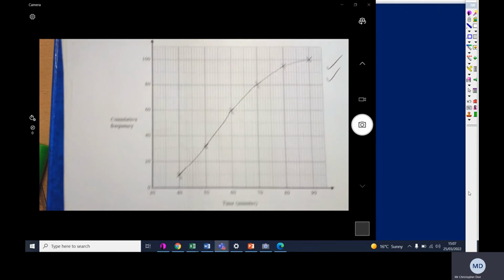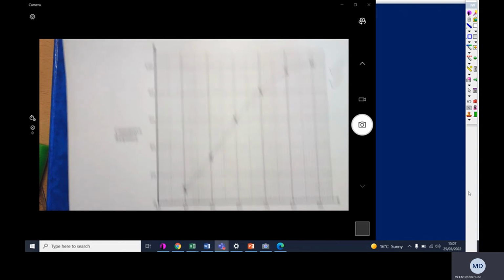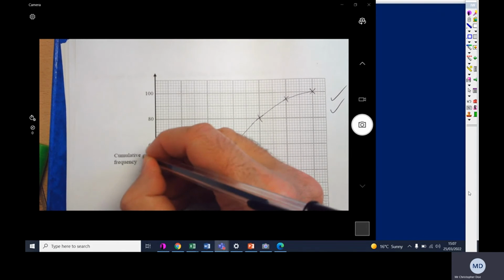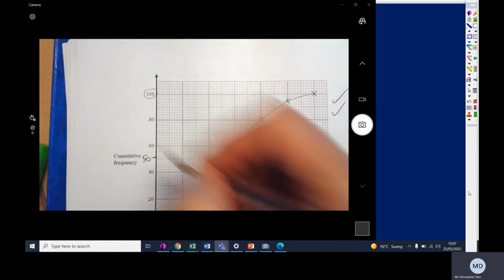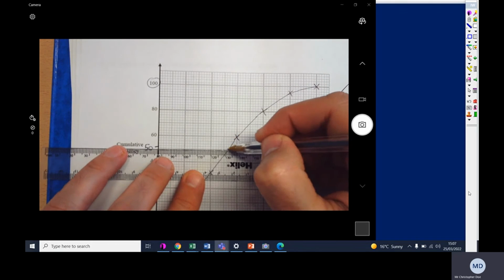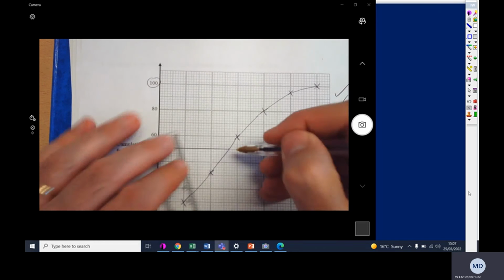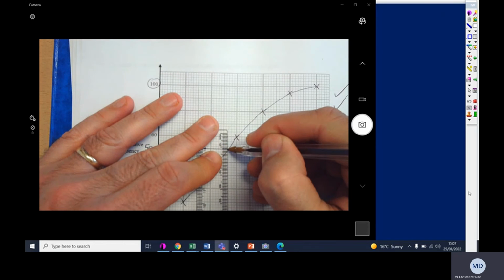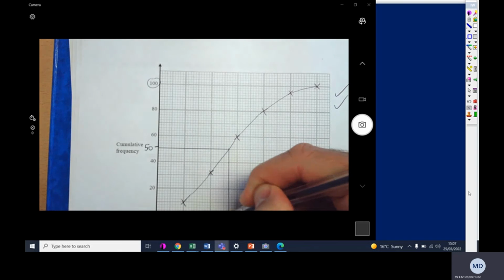Okay, the median time. Median is the time of the person who's halfway. So halfway person, top person 100, middle person 50. Let's read across from 50 right there and down. Draw your line on. That's a working out. 2 marks. You're going to get a mark for the working out.